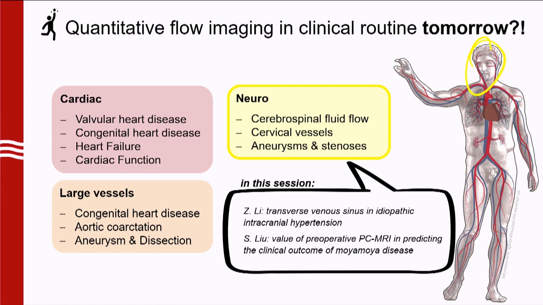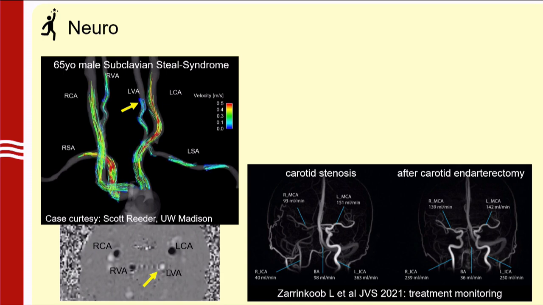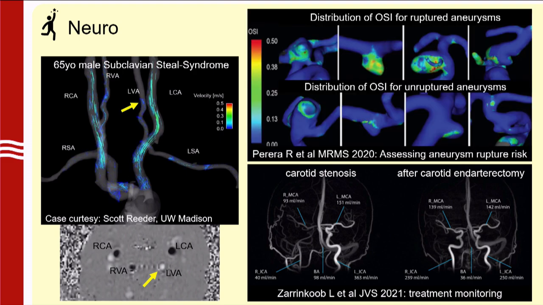Then again, let's talk about neuro. Also in neuro applications, we can start very basic, just with direction of flow, as we did in this subclavian steal syndrome. And we can also use 4D flow for treatment monitoring for carotid endarterectomy in this example. But again, we will go one step further, I hope, and predict the risk for aneurysm rupture, for example.